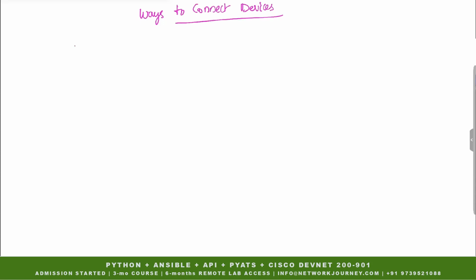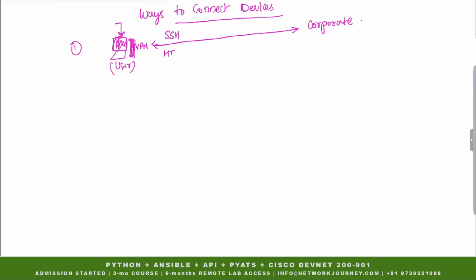Okay, so let me put some steps. Let's say this is a user connecting to a VPN client like AnyConnect or GlobalProtect, using Palo Alto or something. Once they connect to the customer VPN, he is authorized, then he can take a direct connectivity to his corporate. Now he can open up PuTTY sessions or SecureCRT sessions and connect to the devices using SSH or HTTPS. This is one method to connect to the device.